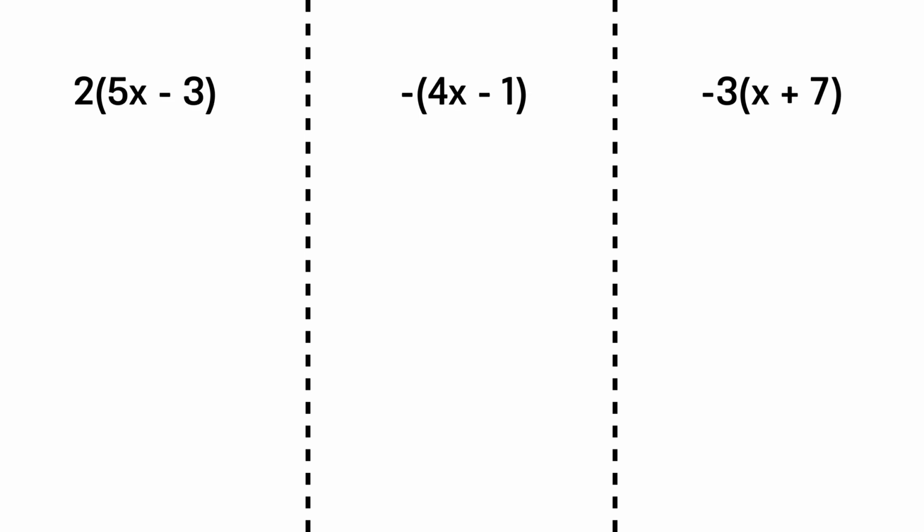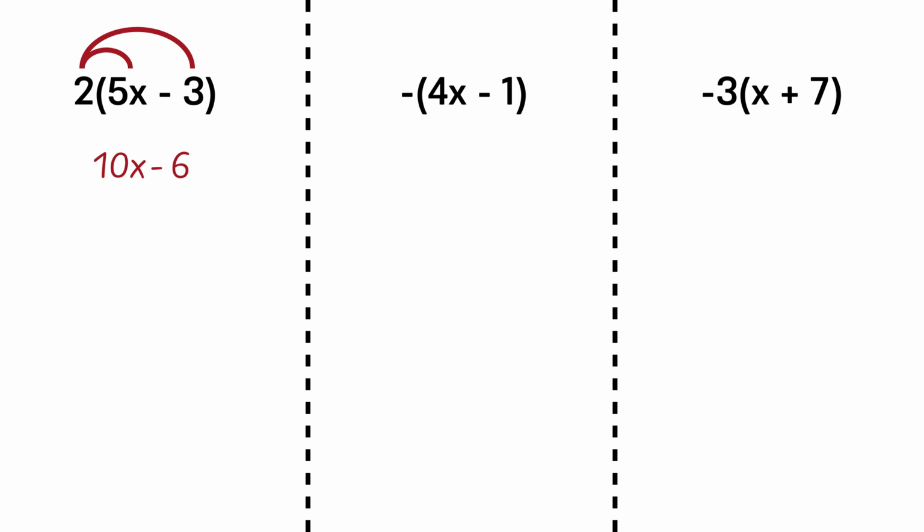Here are 3 distributive property problems. In the first example, it's common to forget the minus symbol acting as a negative sign. 2 times 5x is 10x, and 2 times negative 3 is negative 6. And our final answer is 10x minus 6. However, it's common for people to accidentally write 10x plus 6.